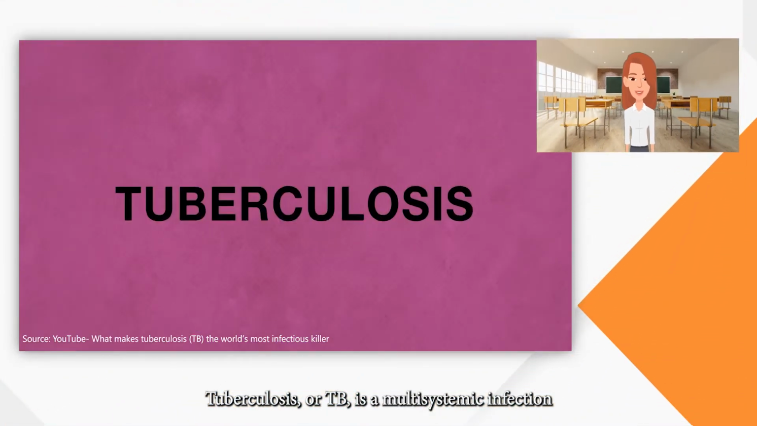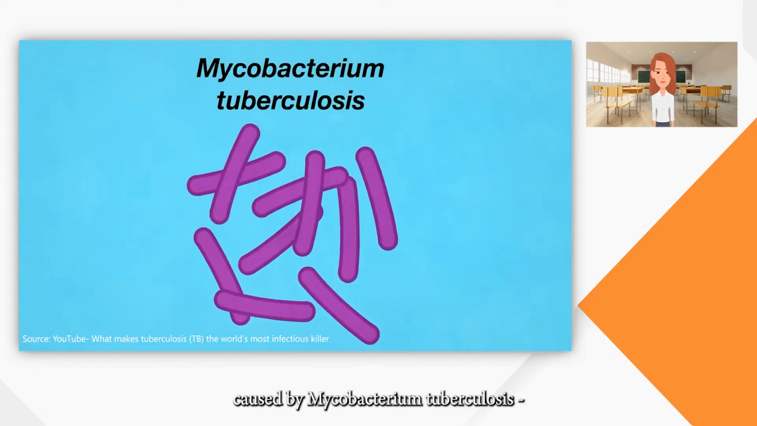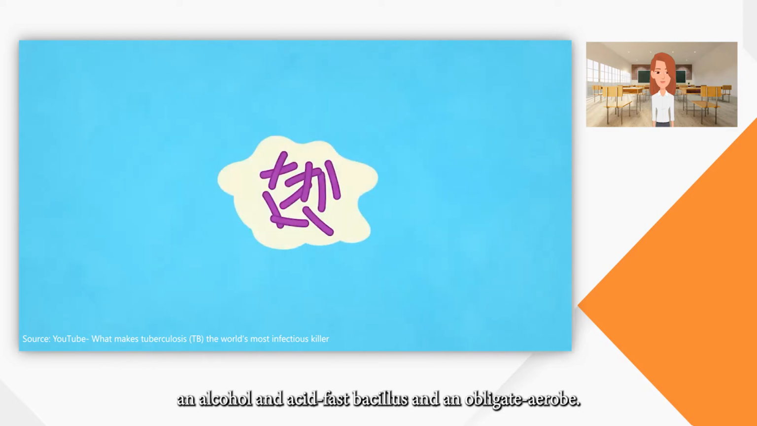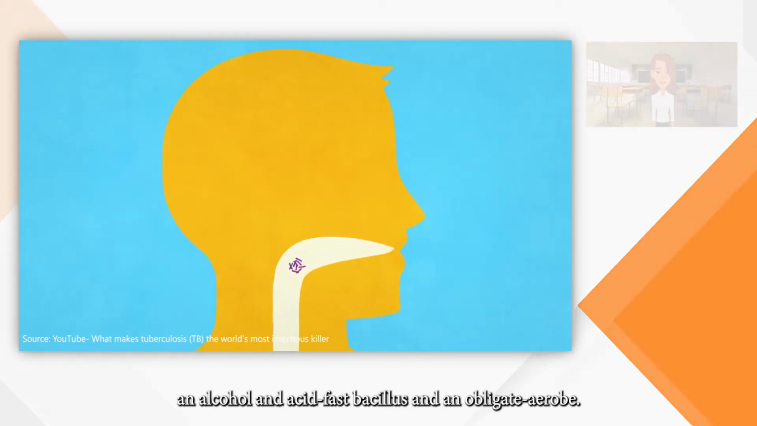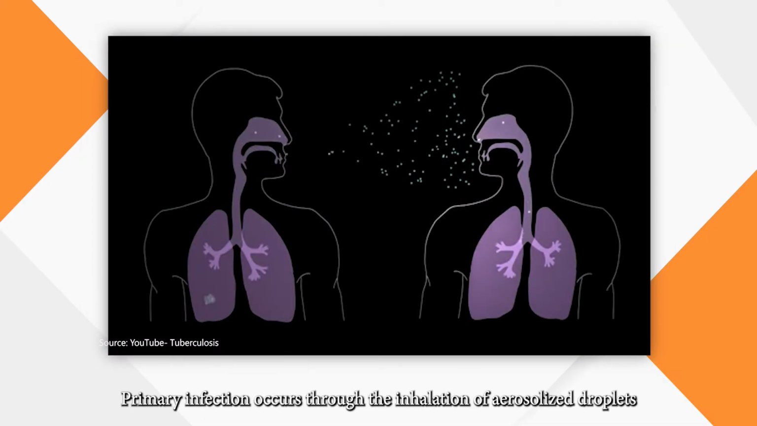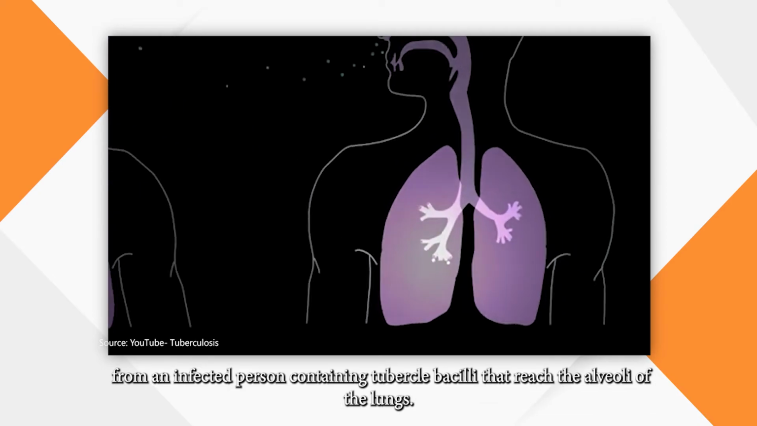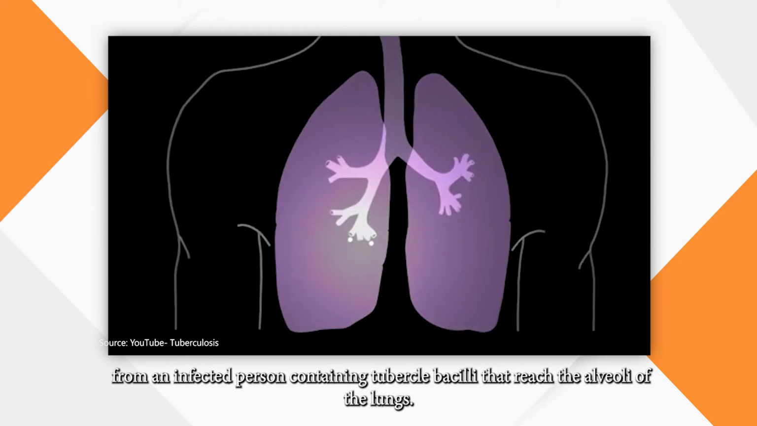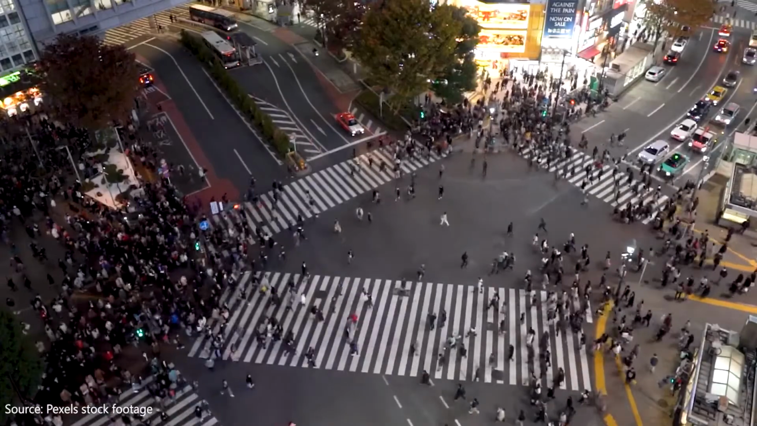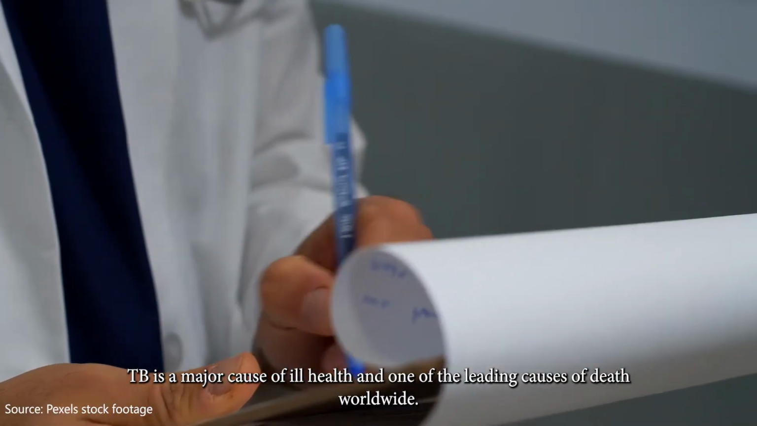Tuberculosis or TB is a multisystemic infection caused by Mycobacterium tuberculosis, an alcohol and acid-fast bacillus, and an obligate aerobe. It primarily affects the lungs, but can also affect other parts of the body. Primary infection occurs through the inhalation of aerosolized droplets from an infected person containing tubercle bacilli that reach the alveoli of the lungs. TB is a major cause of ill health and one of the leading causes of death worldwide.